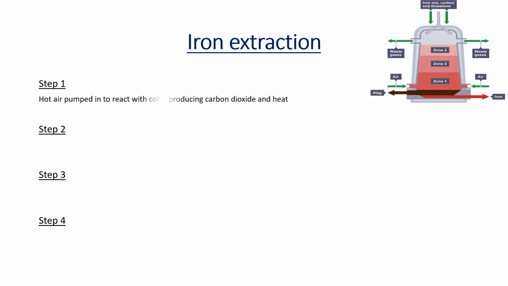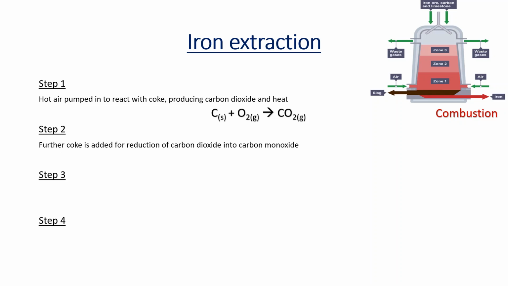So the first reaction occurs when the hot air is pumped into the blast furnace and reacts with the carbon in the coke to produce carbon dioxide and the heat. This is of course the combustion reaction. In the second step, further coke is added for the reduction of carbon dioxide into carbon monoxide. This is the first reduction reaction we can see. Referring back to the redox video, we said that reduction in terms of oxygen was when oxygen was lost from a compound.